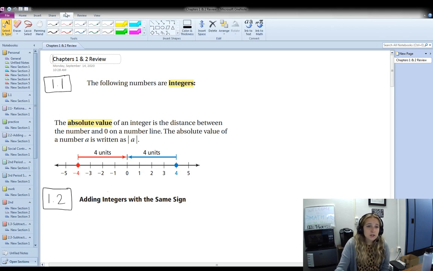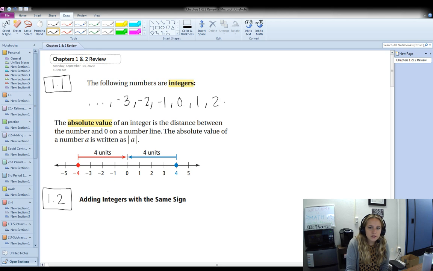So the first thing we're going to review is 1.1. And if you remember back to 1.1, we talked about integers. And just to remind you, integers can be negative numbers or positive numbers. They go from negative infinity to positive infinity. Okay, so just like that, they can be negative numbers, they can be positive numbers.